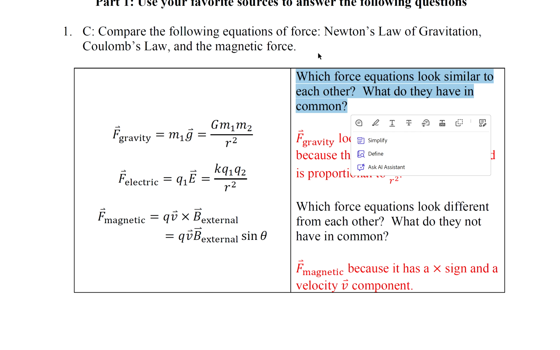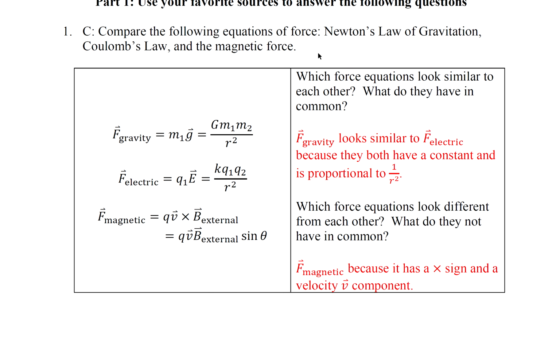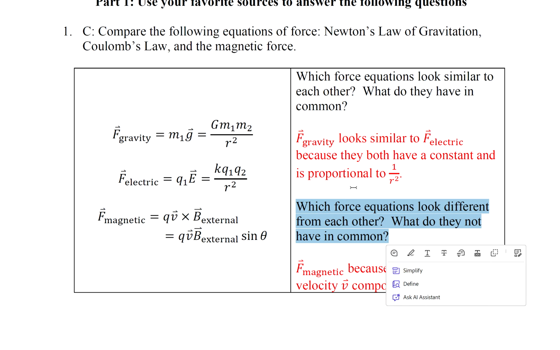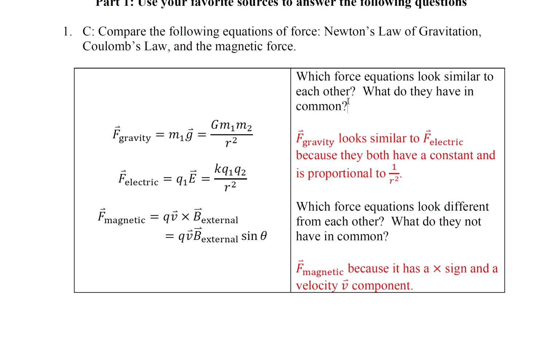Well, the force of gravity and the electric force look similar because they both have a constant, G and k, and both are proportional to 1 over r squared. Which force equations look different from each other? What do they not have in common? Well, the magnetic force looks different because it has that cross sign, that multiply sign, and a velocity component. There's no velocity component in the force of gravity and electric force.